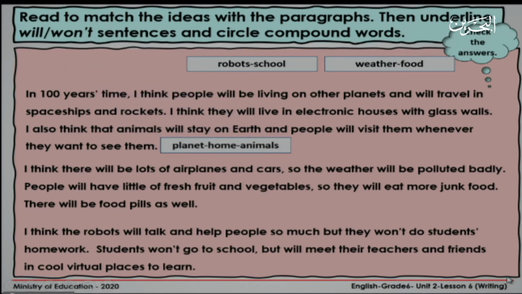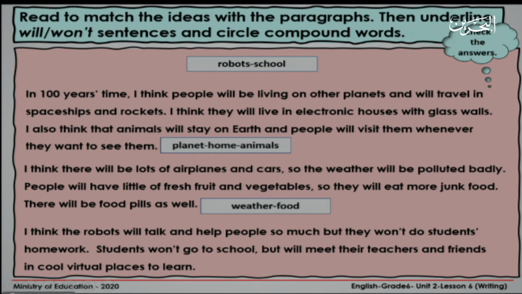Let's move to the second paragraph and read it. I think there will be lots of airplanes and cars, so the weather will be polluted badly. People will have little fresh fruit and vegetables, so they will eat more junk food. There will be food pills as well. The idea that best suits this paragraph is weather, food.